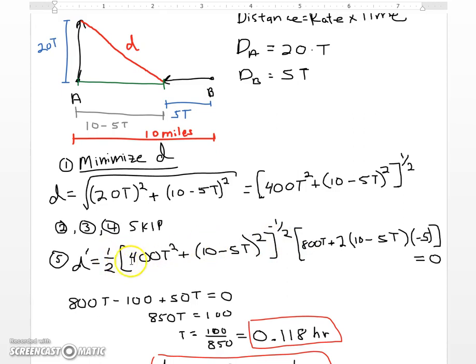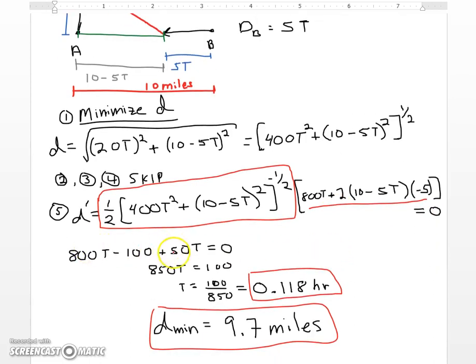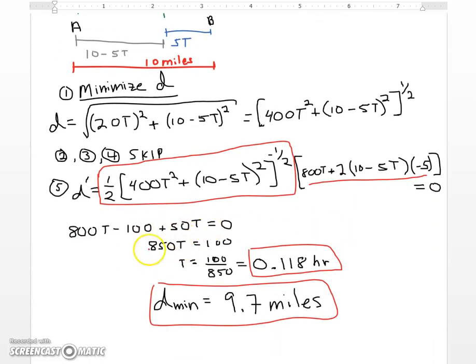We don't have to be concerned with this first part here, because that is in the numerator, and a fraction is equal to 0 only when the top is equal to 0. So we set the top equal to 0, solve for t, and we get 0.118 hours.